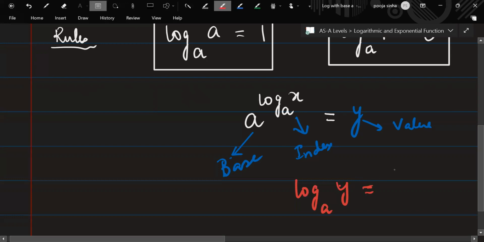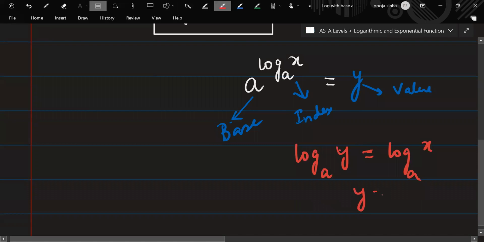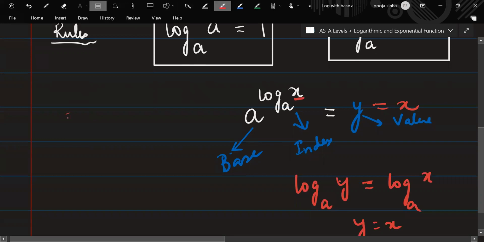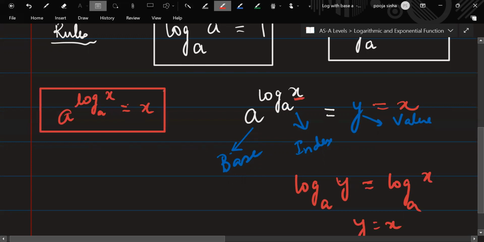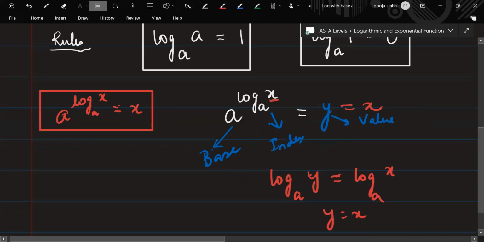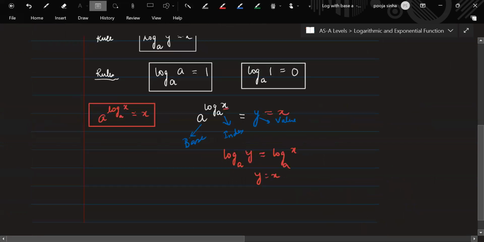Log x to the base a. So I know that y is equal to x. So the final answer should be x only, which is this value here. Right? So this becomes a rule. What is the rule? A raised to power log a x is equal to x. Okay? Clear? All right. So this becomes kind of a rule for us now.